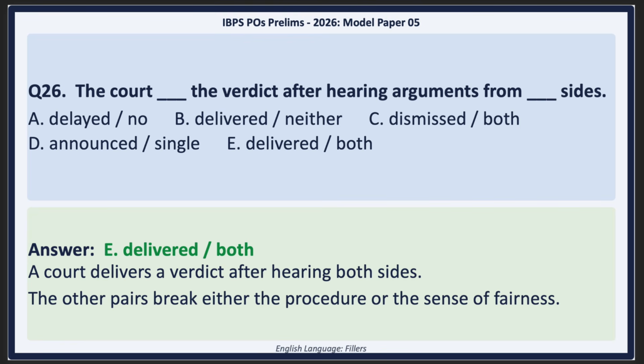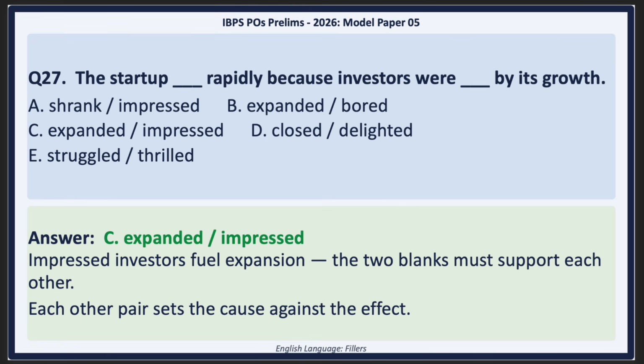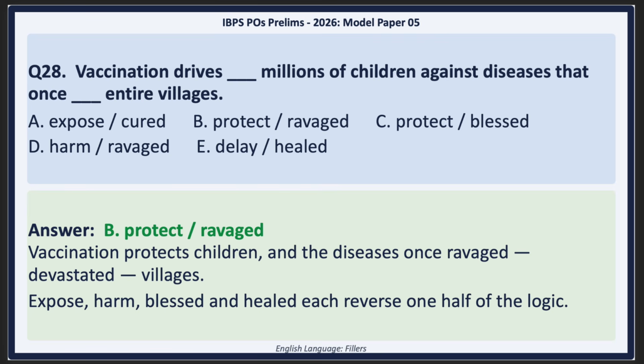The same causal alignment is tested in question 27. "The startup blank rapidly because investors were blank by its growth." Yes. Option C is correct. Expanded and impressed. You wouldn't expand because investors were bored. The cause and effect have to logically support each other. Makes total sense. Question 28 tests historical contrast.